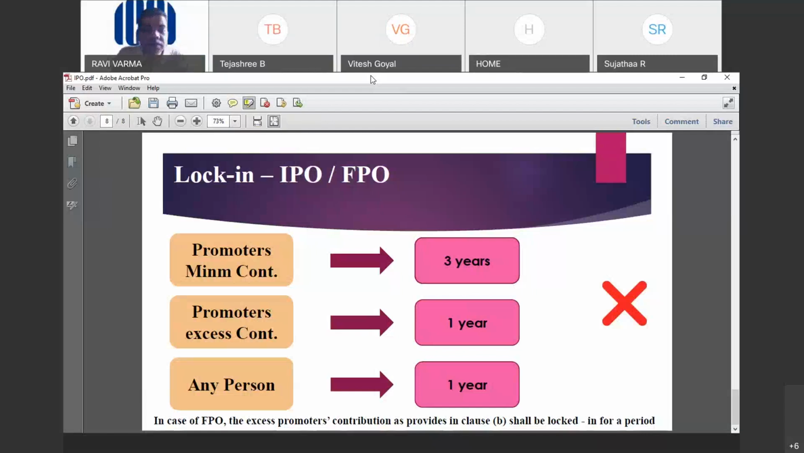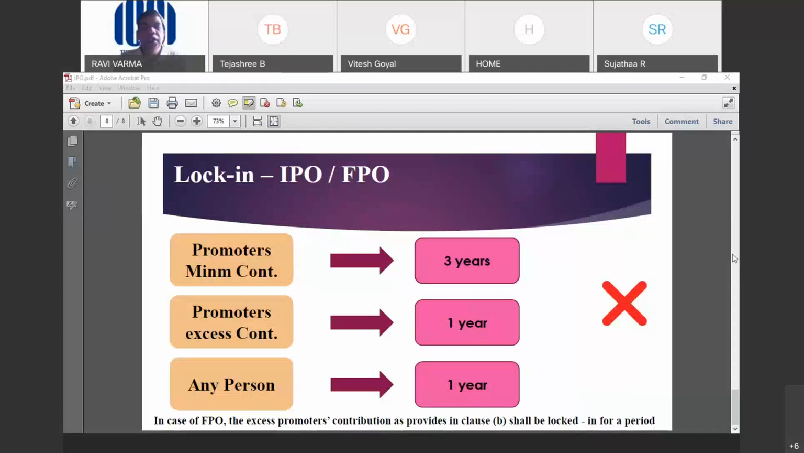And in case of FPO, right? FPO, the excess promoter contribution, whatsoever they will give, that will be under the lock-in for a period of 1 year. Exactly same. So now it's clear to all of you, that lock-in period. Yes, give me the indication so that now we are back to our study mat.